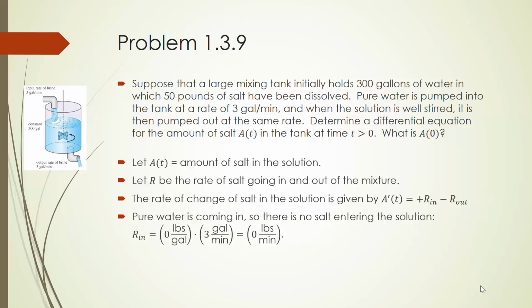R in has pure water coming in, so there's no salt going in. So we can say there's 0 pounds of salt per gallon going in, and then we can multiply that by 3 gallons per minute. And so really, the amount of salt going in is 0 pounds of salt per minute.